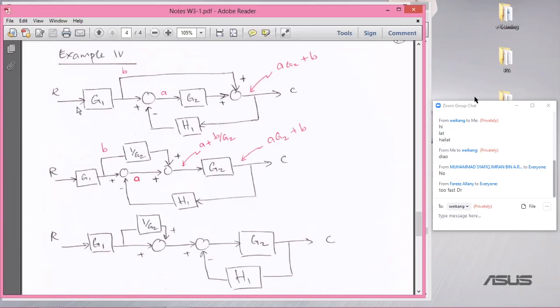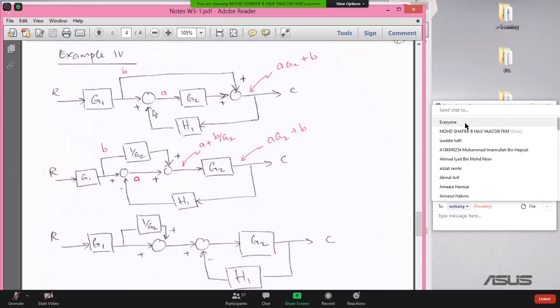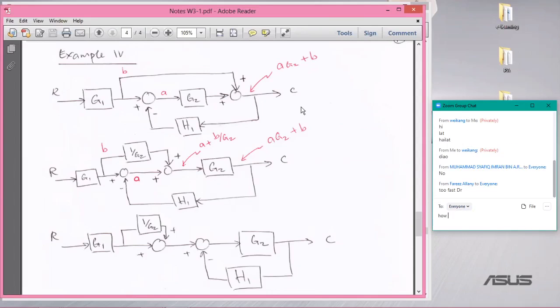So let's say you want to simplify this block diagram. This is quite complicated. Okay, you want a simplification. You want just a single block diagram that relates R and C. I'm willing to bet money that most of you won't be able to solve this. First time seeing this, you won't.